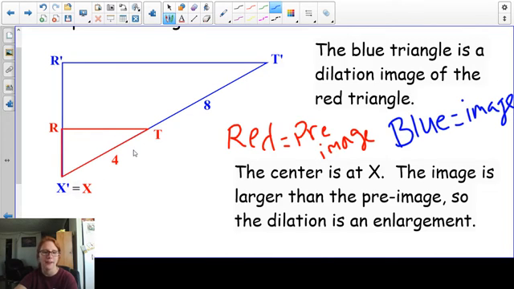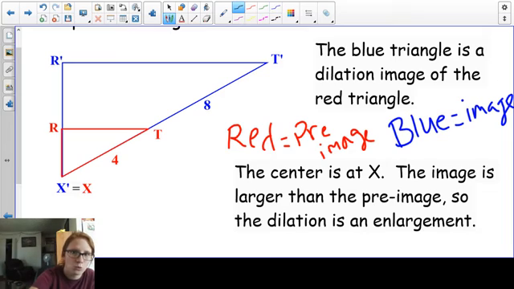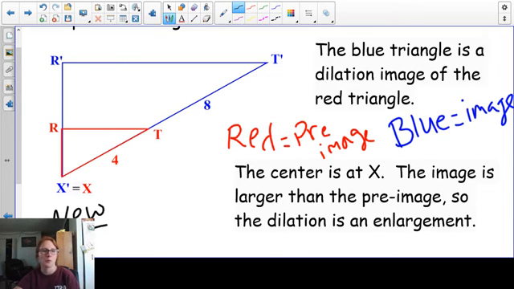So we're trying to figure out how we got this whole side. When we're trying to find our scale factor, we're going to have the new over the old.